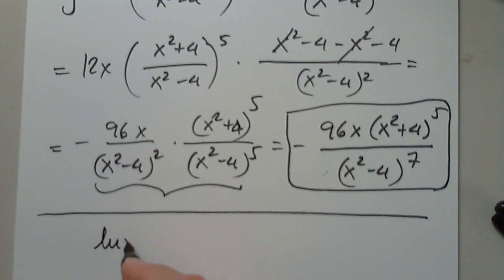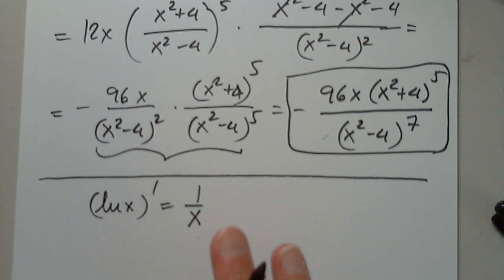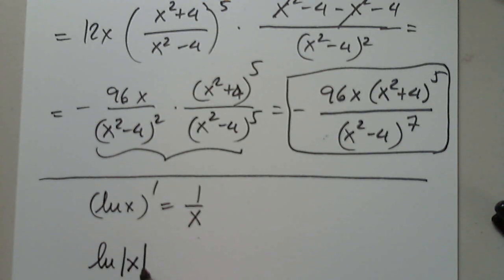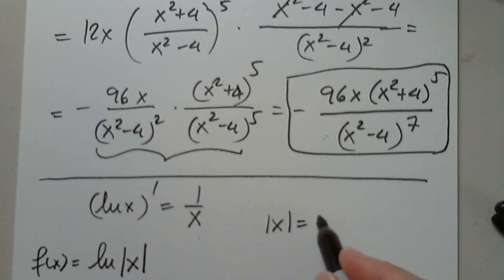As we discussed, natural log x prime is 1 over x. But I would like to show something else. Let's take a look at the function, the natural log of the absolute value of x. So this is our f of x. As you know, when we have an absolute value in a function, we have to simplify it without the absolute value. Can anyone remind us what the absolute value equals?